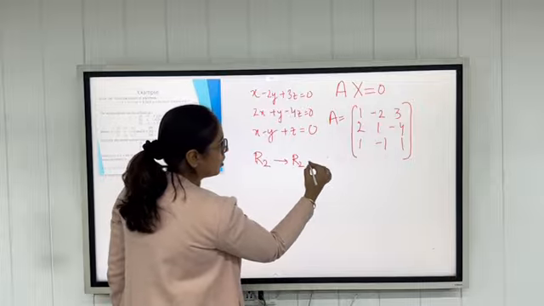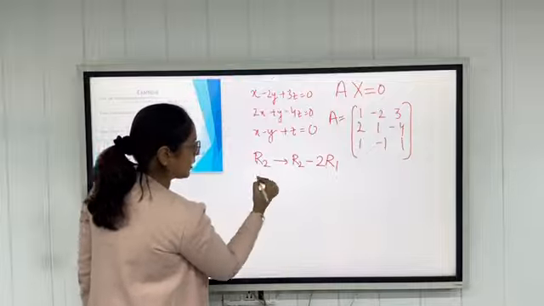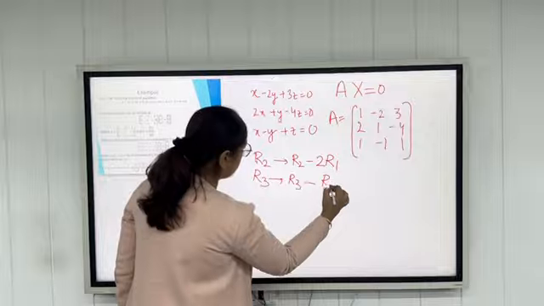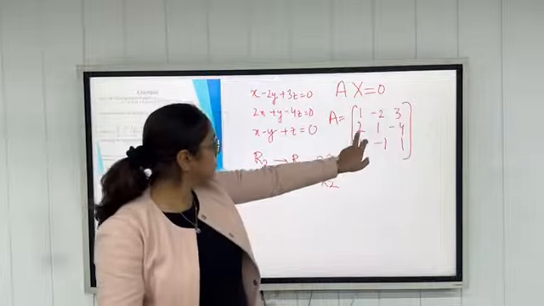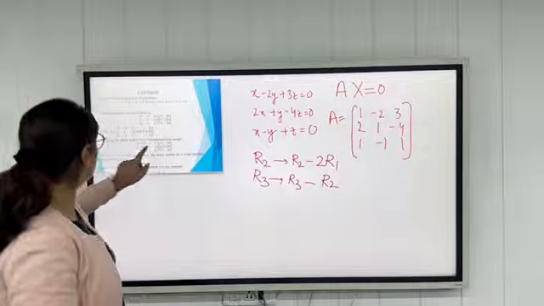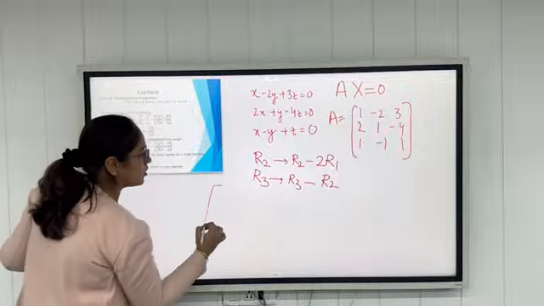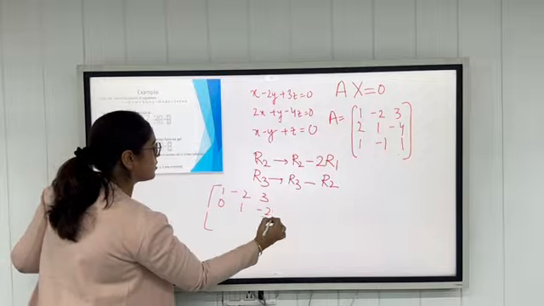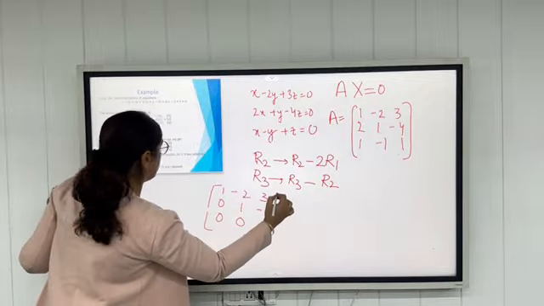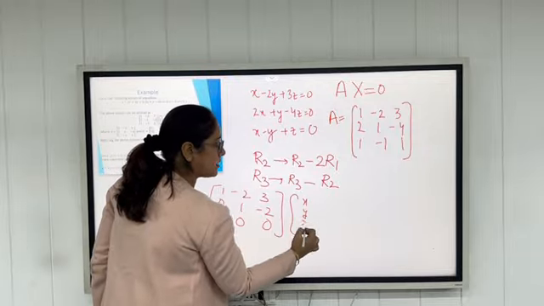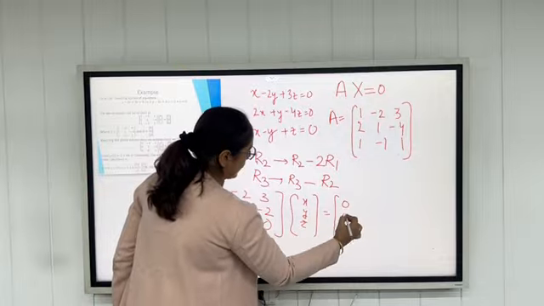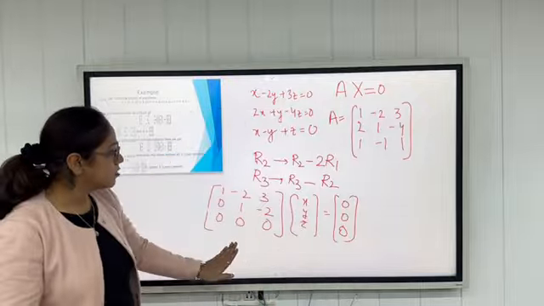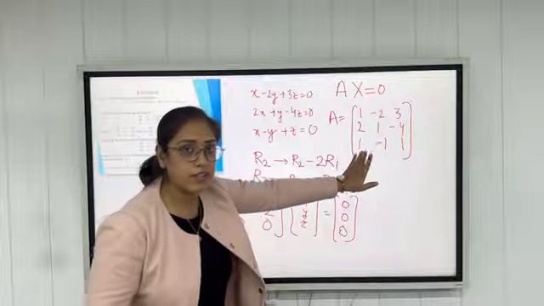R2 changes to R2 minus twice of R1, and R3 changes to R3 minus R2. So this will become 0 and this will become 0, and by applying this you will get the system 1, minus 2, 3, 0, 1, minus 2, 0, 0, 0, x, y, z, and on the right hand side you will again get 0, because when you apply the operations on a 0 matrix, you will again get a 0 matrix. So when you apply these operations on this matrix, you will get this.